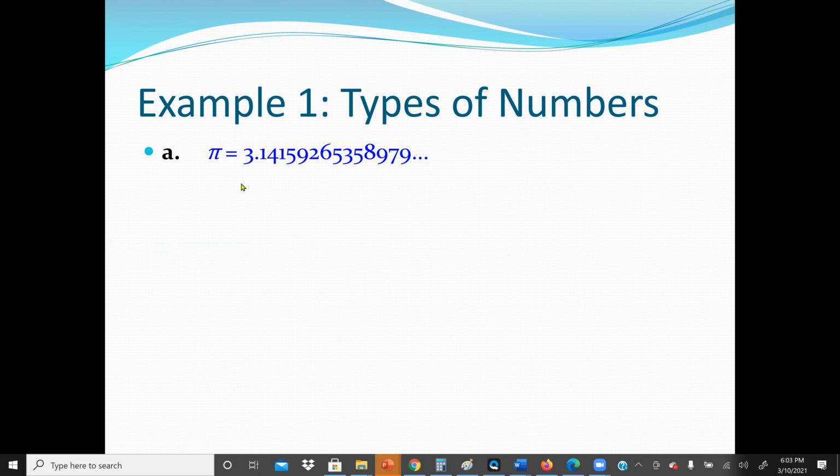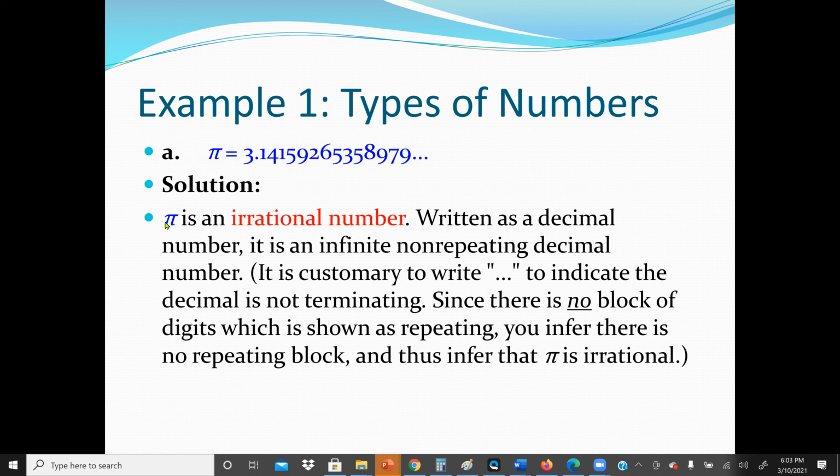We have pi here, and when we look at pi, it's 3.14159265358979, and it keeps going. So the decimal number is infinite. This means pi is an irrational number. Written as a decimal number, it is an infinite non-repeating decimal number. So it's an irrational number.